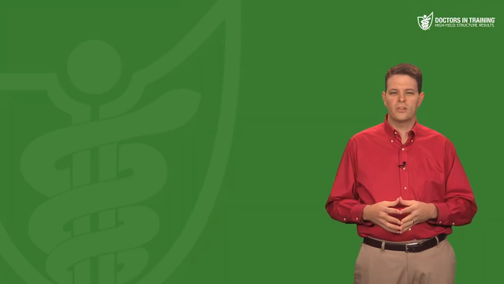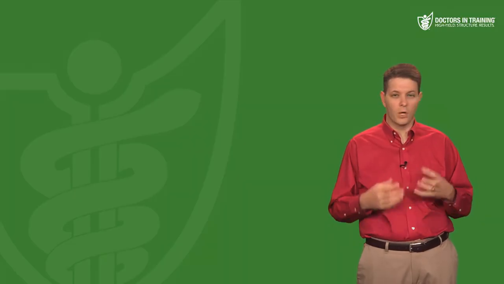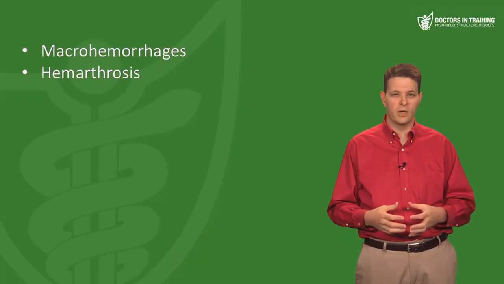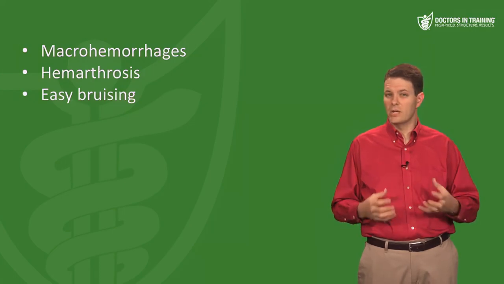Coagulation disorders don't just cause microhemorrhages, they cause macrohemorrhages. And when we talk about platelet disorders in another video, we'll see that platelet dysfunction tends to cause microhemorrhages, but coagulation disorders cause macrohemorrhages like hemarthrosis or bleeding into the joints, and maybe some easy bruising. And if these patients have trauma, they can have major hemorrhaging.